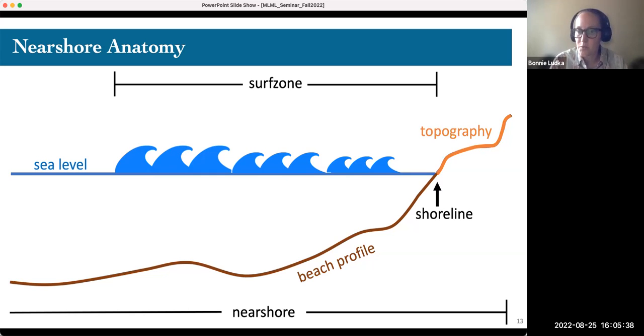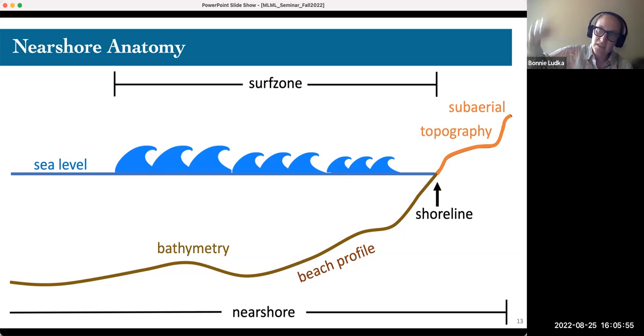And you're probably familiar with the word topography. So this is the elevation of the beach on the part of the beach that is above water. And bathymetry, you're oceanographers yourselves, and that's the underwater elevation of the beach. And the subaerial part of the beach, you'll hear me say that word a lot. Subaerial means beneath the air. So when I talk about the subaerial region, we're talking about topography. And we've got the subaqueous, beneath the water, bathymetry.